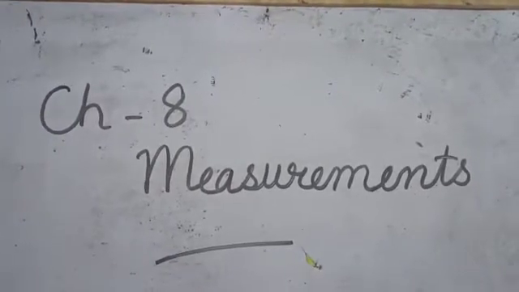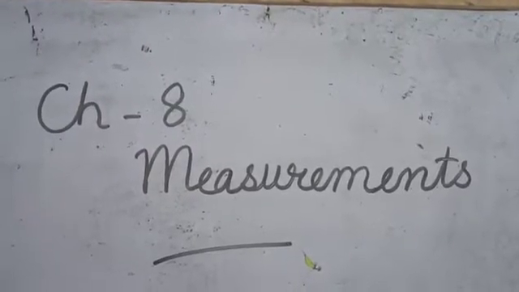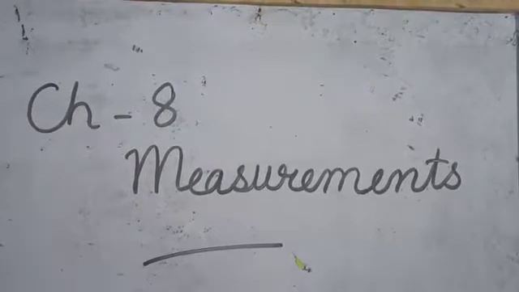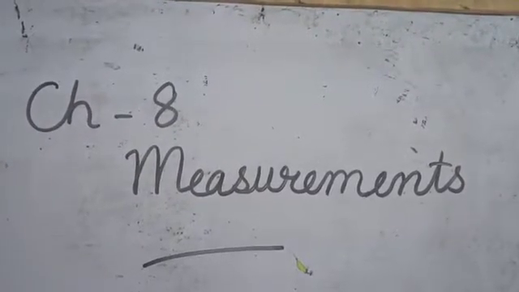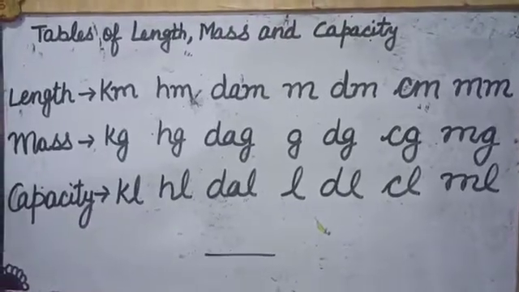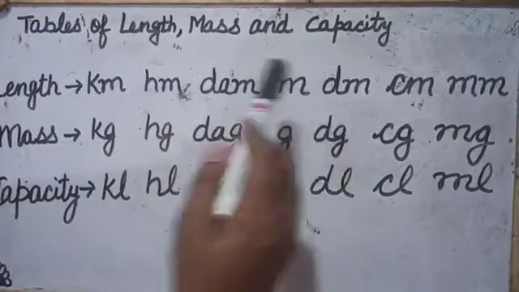Secondly, conversion of units of metric system. Then metric system addition and subtraction. Lastly, metric system multiplication and division. Let's start the first topic of the chapter, tables of length, mass and capacity.